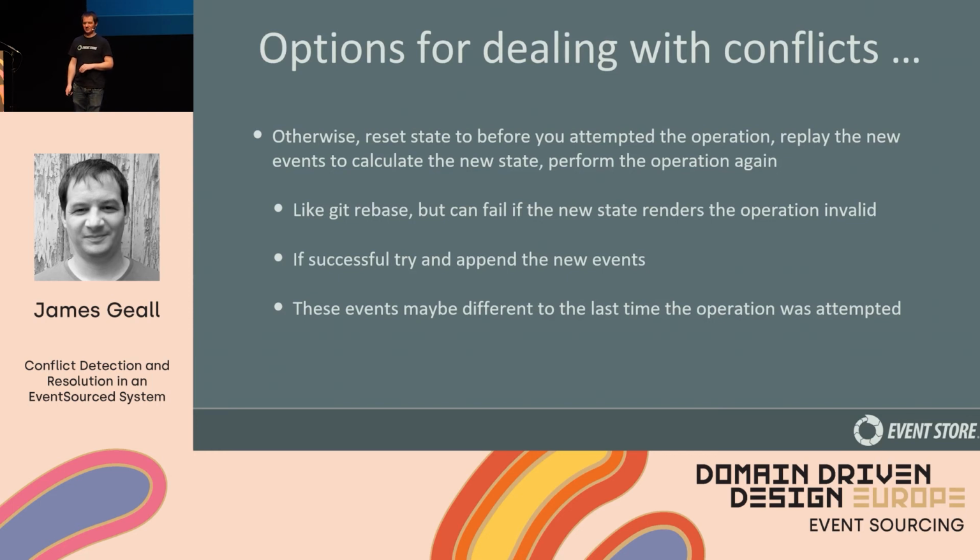How to identify the conflicts? Yes. So the question there is, how do you identify the conflicts? In most event sourcing systems, you tell it what's the sequence number in the stream that you read your state from. The way the database identifies the conflicts is that that sequence number is no longer the same. Does that answer your question?